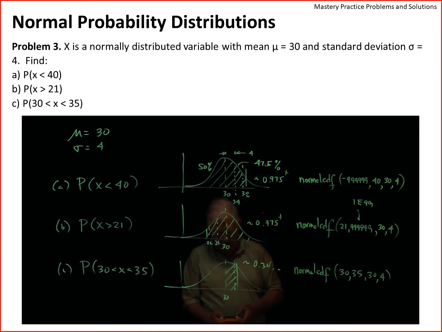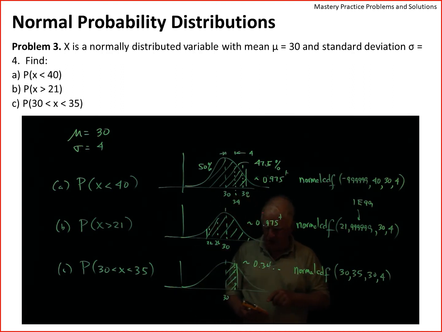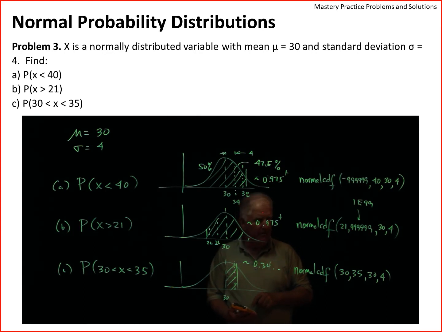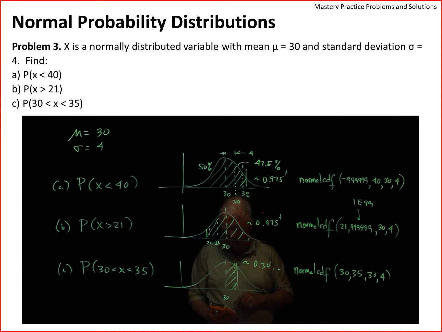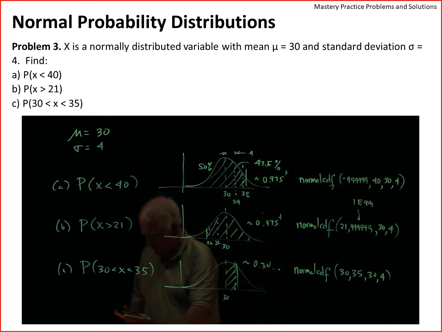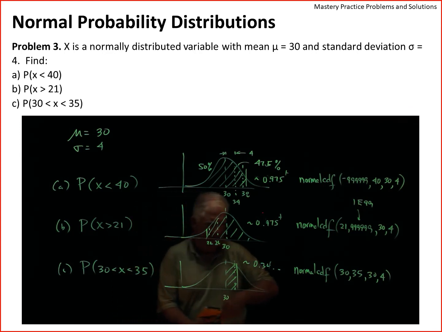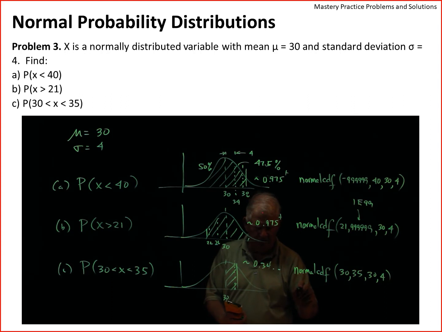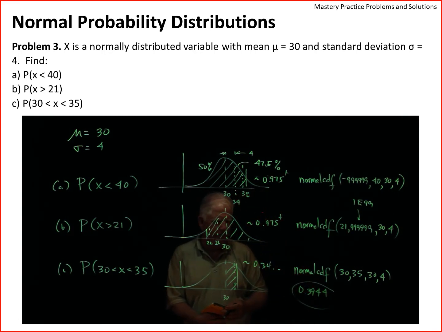So I'm going to second distribution, down to normal CDF. I'm going to do this one first. The lower bound is 30. The upper bound is 35. The mean is 30 and the standard deviation is 4. I'm going to ask it to paste that, and to do it. And guess what? It says 0.3944. And so the answer here is 0.3944. If it was significantly further than that away from that number, I would be concerned, but I'm not. I think that's probably the answer.